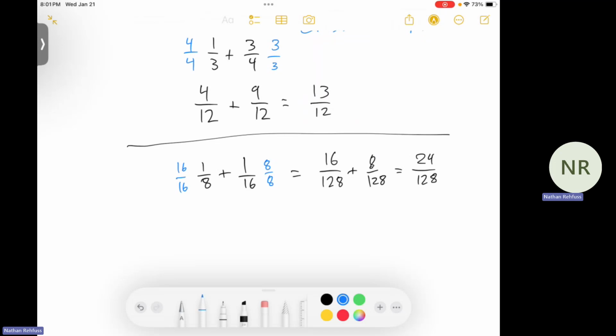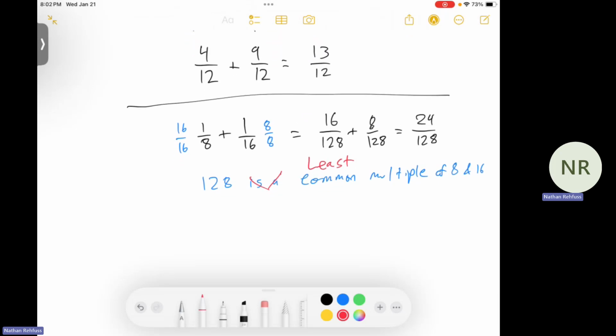We could notice 128 is a common multiple of 8 and 16, but it is not the least common multiple of 8 and 16. The smallest number that has both 8 and 16 as a divisor, the least common multiple, is 16.